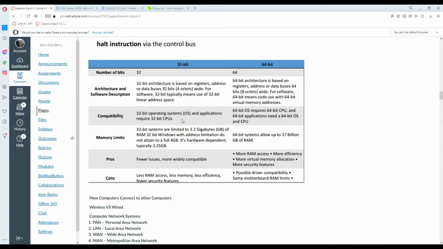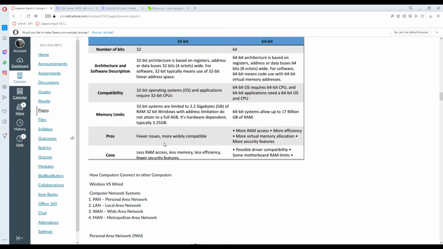Compatibility: 32-bit operating systems and applications require 32-bit CPUs, whereas 64-bit requires 64-bit OS and CPU. Memory limit: 32 bits are limited to 3.2 gigabits of RAM. 32-bit Windows with address limitation do not attain a full 4 gig. It's hardware dependent, typically 3.25 gig, whereas 64-bit systems allow up to 17 billion gigs of RAM.